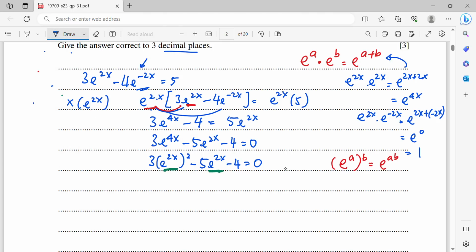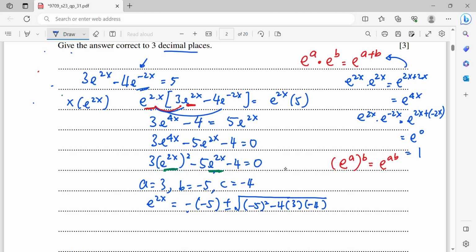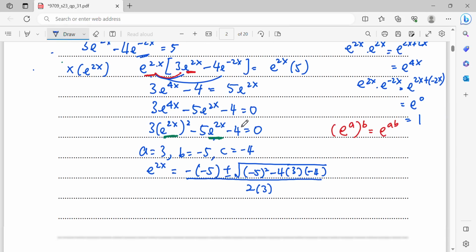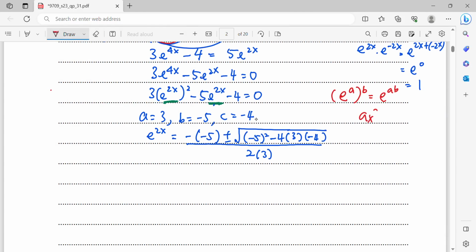Now I will be using the quadratic formula, where a equals 3, b equals minus 5, c equals negative 4. Instead of writing x equals minus b plus minus square root, I will write e^(2x), because now my x has been changed to e^(2x). So it is minus b, which is minus 5, plus minus square root of b squared, so minus 5 squared, minus 4 times a, which is 3, times c, which is minus 4, over 2a, and my a is 3. I'm using this quadratic formula: for ax squared plus bx plus c equals 0, x is minus b plus minus square root of b squared minus 4ac over 2a. When you solve this, you will get 5 plus minus square root of 73 over 6.